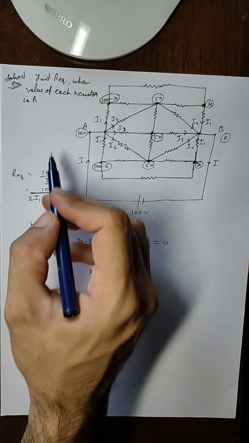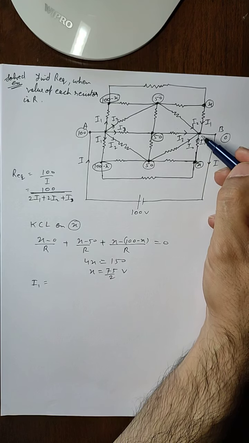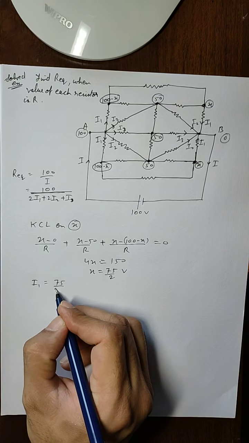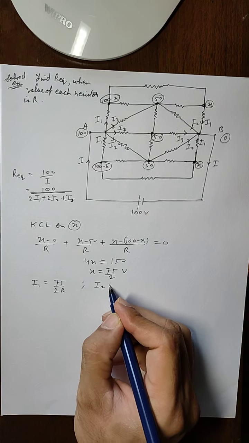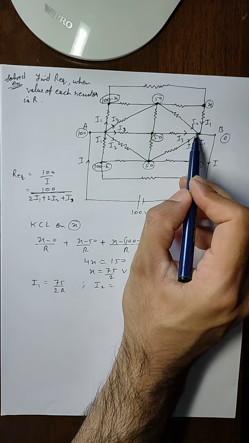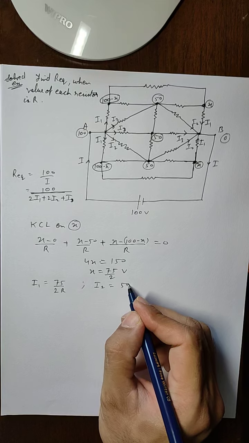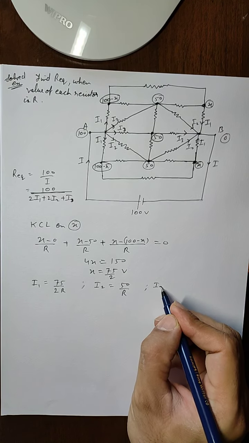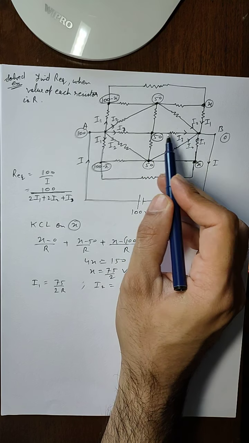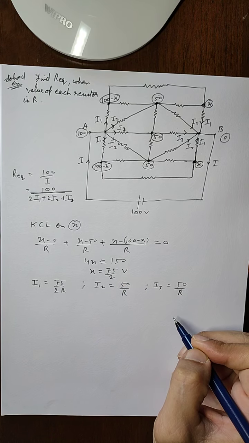Now we need to find the values of I1, I2 and I3. Now I1 will be equal to X minus 0 upon R, or X by R, so it will be equal to 75 by 2R. I2 is equal to 50 minus 0 by R here, or you can take it here. So we can directly write it is equal to 50 by R, and I3 is also equal to 50 minus 0 by R. You can take it here or on this point, it will give the same value. So this is also equal to 50 by R.